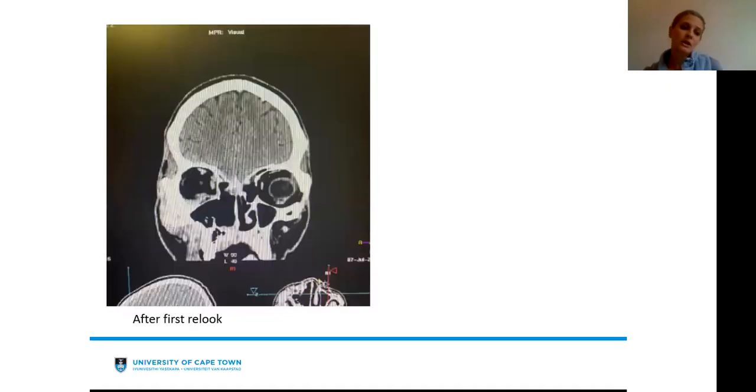This is just one image after our first relook. So you can see that we've addressed the right aspect of the sinus. We've taken down some bone. We've addressed those turbinates. We've done a frontoethmoidectomy as well as sphenoidotomy. And on the CT scan, it appears fairly clear at this point.